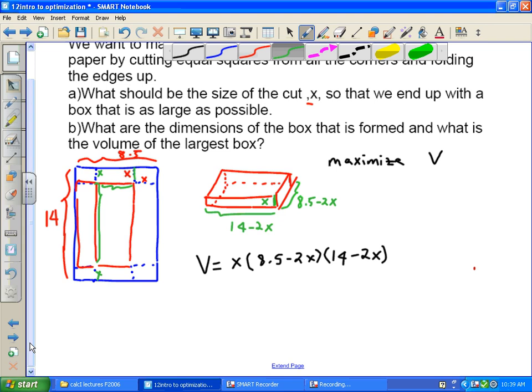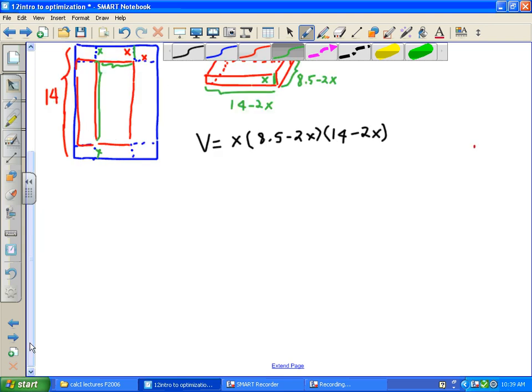So volume equals, first I'm going to multiply the x in, which is 8.5, just with this one. 8.5x minus 2x squared. And then we still need to multiply that with the second binomial, which I will do in the next step.